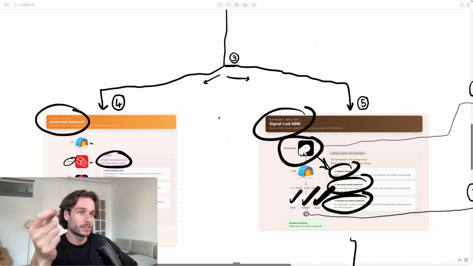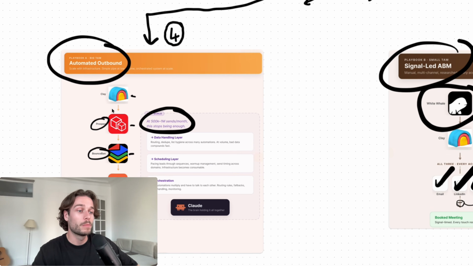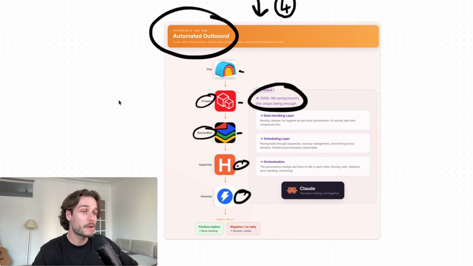You're not going to be getting the positive reply rates worth going after. Now, if your account list is above 50,000 to 100,000, if you've got 1 million accounts, if you're a business that can sell to anybody, you should absolutely be focused on Playbook A. So what does Playbook A look like?